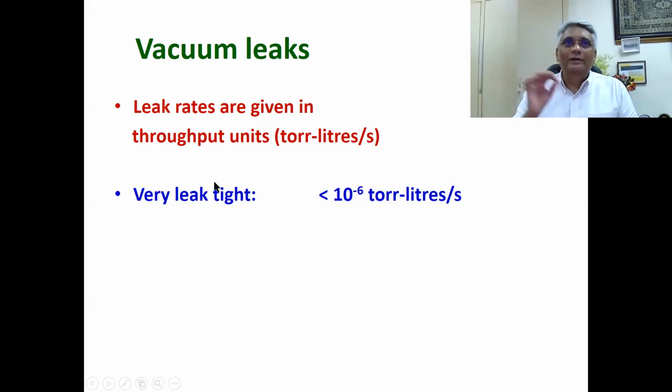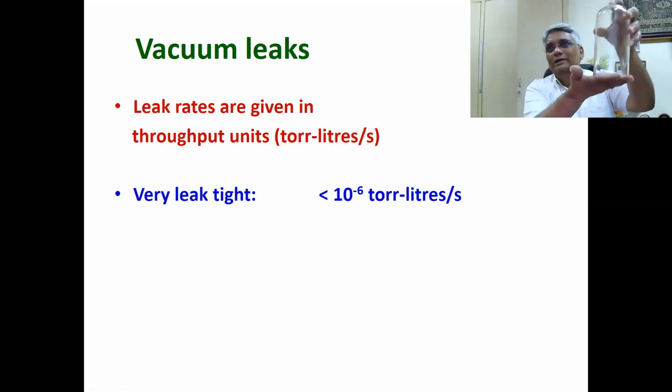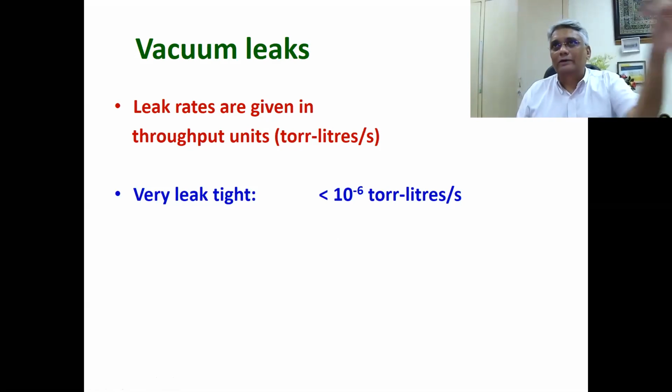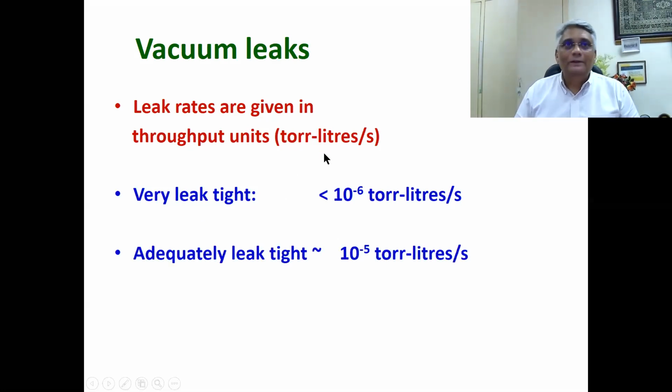Very leak tight systems are said to have rates less than 10⁻⁶ torr liter per second. You call it very leak tight. You can monitor as a function of time. Once I evacuate it and seal it off, switch the pump off, I can monitor how the vacuum leak is happening, because I have pressure meters everywhere, and these pressure gauges tell me how the vacuum is changing as a function of time, and I can determine these vacuum leaks.